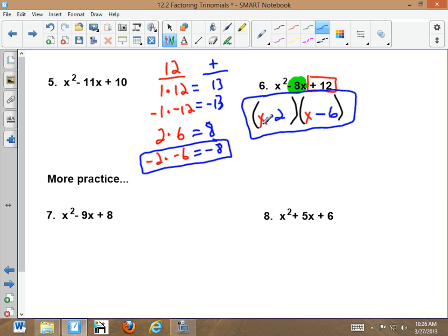Now, what if I put x minus 6 times x minus 2? That doesn't matter. I don't care where you put the negative 6 and negative 2. All right? So now, let's go back. Let's do a couple more.